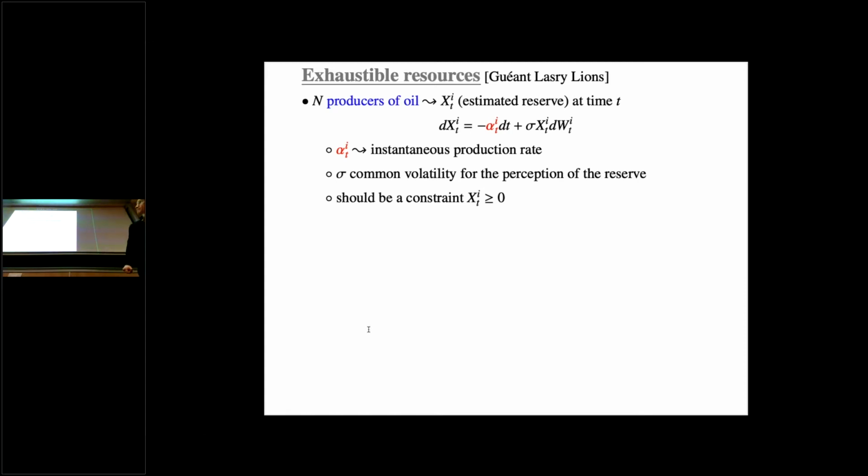So you have a collection of producers of energy, okay, electricity or whatever. And so you see that, no, this is not electricity, this is oil, sorry, this is oil producers. And X^i should account for the reserve of the producers, or the estimation of the reserve of the producers. And so alpha^i is the rate of production.